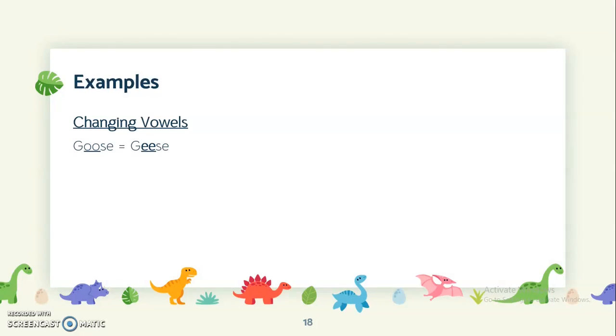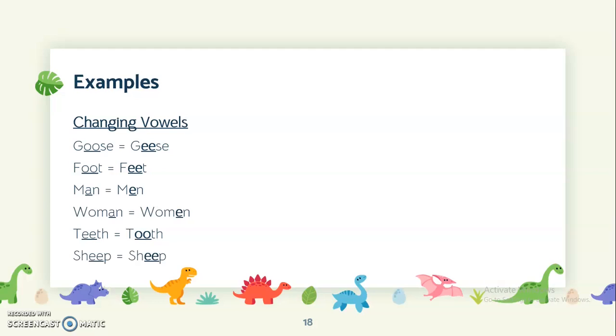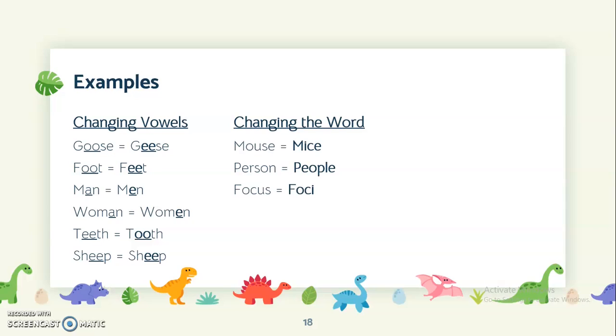Changing a vowel or the word as it is, so we have goose and geese. You see the vowels change. Foot, feet, man, men, woman, women, sheep, sheep, ship, ship. Here we see in these examples the word stays as it is. Mouse becomes mice. Person in the singular form becomes people. Focus, foci. Curriculum, curricula. Datum, data. Index, indices.